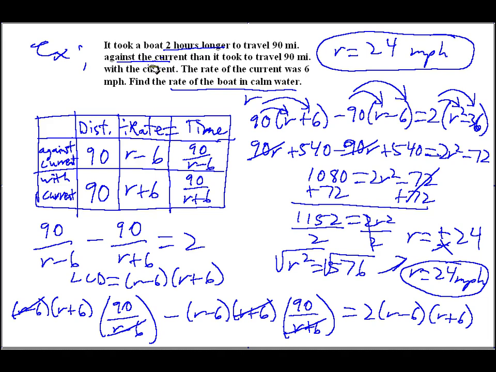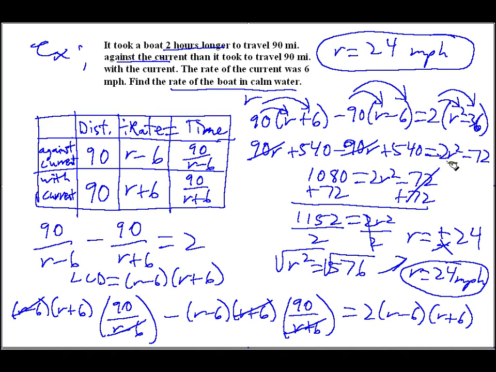That means the difference between those two times is what? 2 hours. Can we see that? That's why I can take the difference of these two times equal to 2. All right, and then finish solving the equation by multiplying both sides by the LCD to get rid of fractions. I get this nice easy equation here.